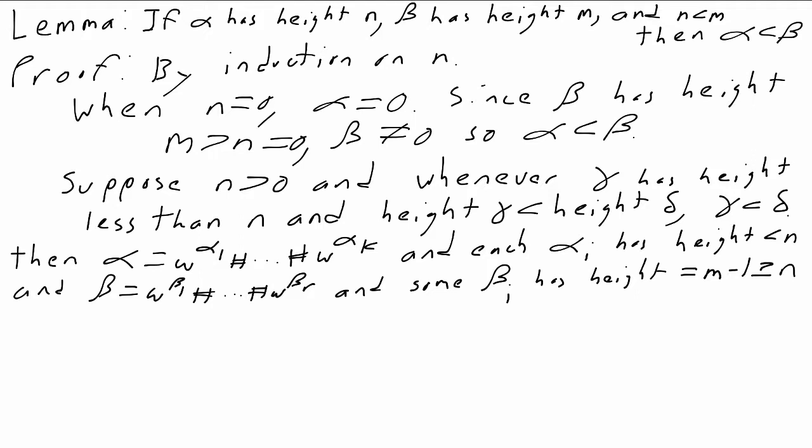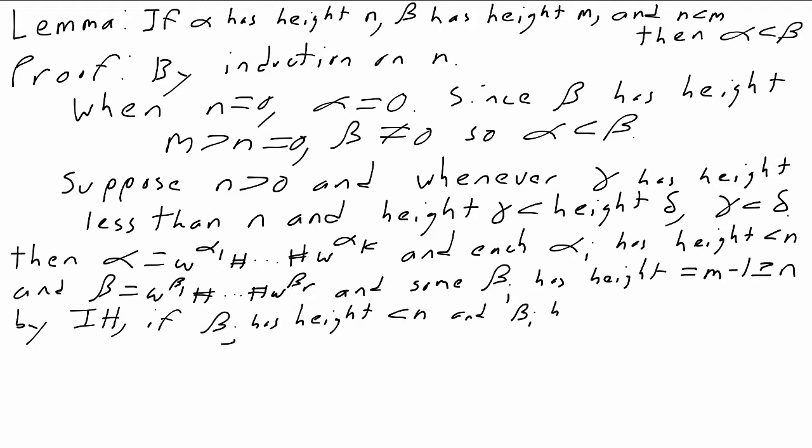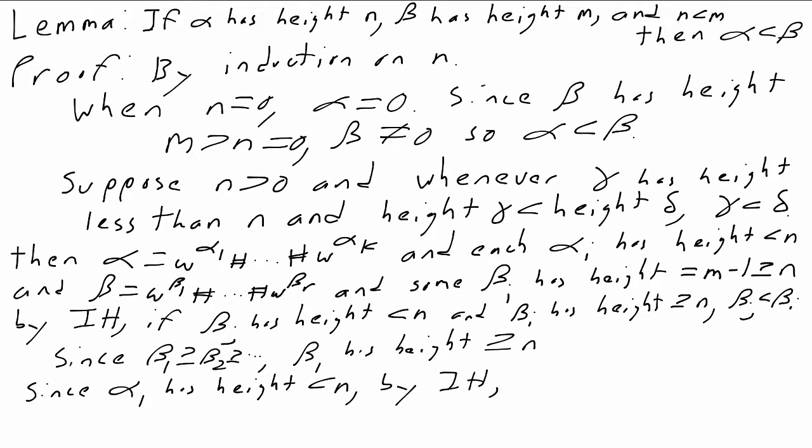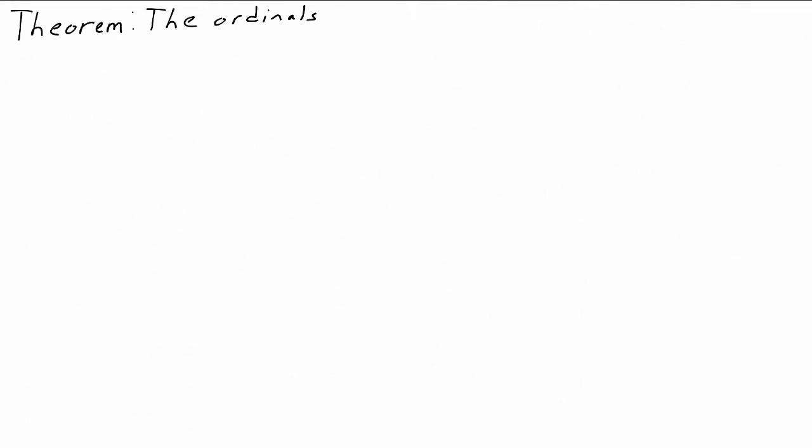Remember, we always write the terms in order, so beta 1 is the largest exponent. And using the inductive hypothesis, a term of height greater than or equal to n is always larger than a term of height less than n, which means that the first term, beta 1, must be one of the terms with height greater than or equal to n. But alpha 1 has height strictly less than n, so by the inductive hypothesis again, alpha 1 is less than beta 1, so by the definition of the order, alpha is less than beta, which is what we wanted to prove. With that tool in place, we're ready to prove that the ordinals below epsilon 0 are well-founded.